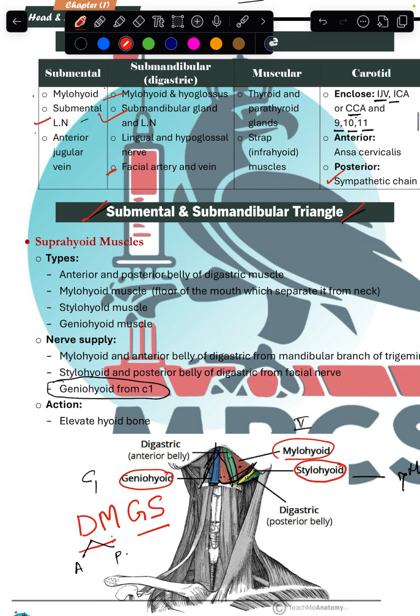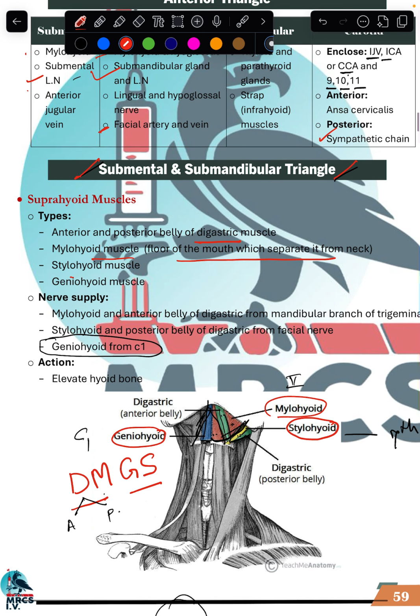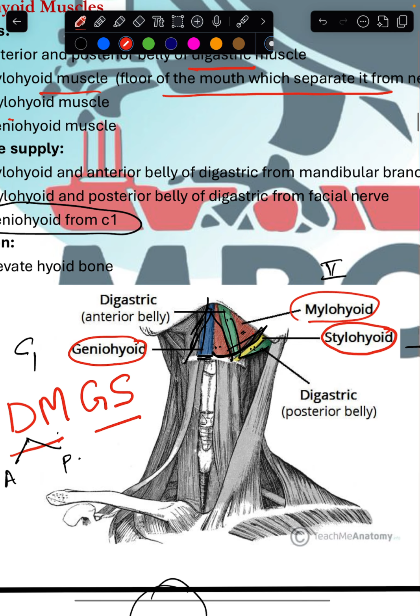So suprahyoid muscles, as we have seen, anterior and posterior bellies of digastric. Digastric muscles are suprahyoid. So mylohyoid muscle, floor of the mouth. This is the transverse floor of the mouth. We separate it from the neck. Stylohyoid, from stylo. You can see these are the muscles like this.